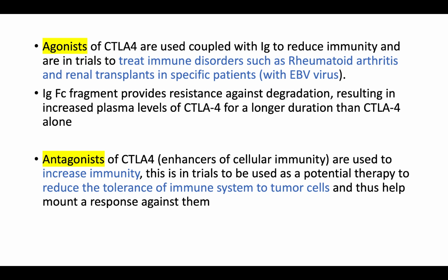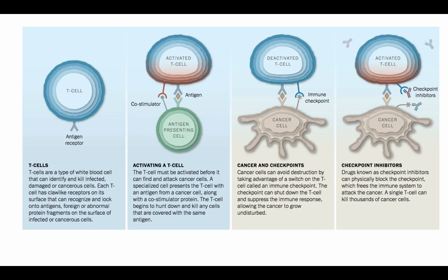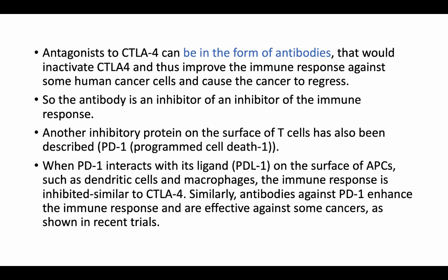So from here we talk, for example, about agonists of CTLA4, which will be inhibitory. These are used, for example, in transplant, rheumatoid arthritis, and autoimmune disorders, where you can use them. Antagonists of CTLA4 are things that prevent inactivation. These I use when I want to increase immunity, as we said, as a potential therapy to reduce tolerance to tumor cells, which is this figure. So antagonists can be in the form of antibodies. This is what we talked about a little while ago.